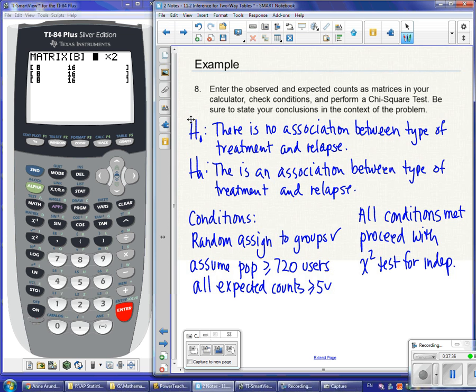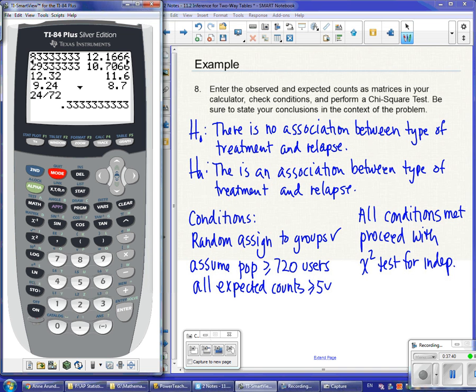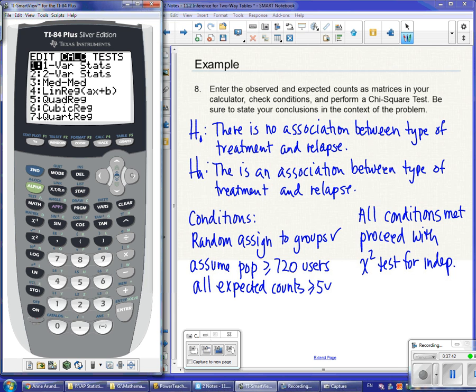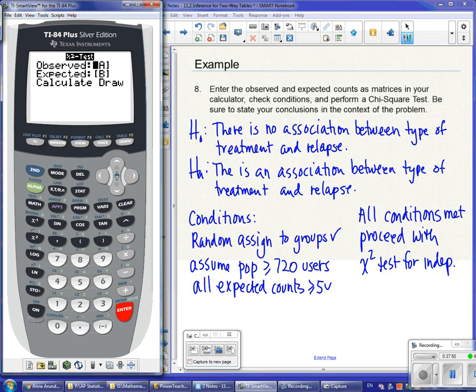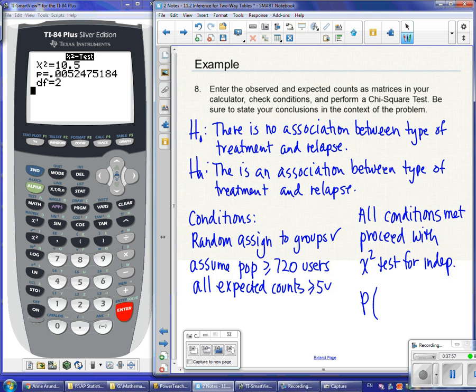Okay. Now I can write my do. And if we go back, is it still on my home screen? I might need to do it again. So if we go to stat tests, all right, I've got the probability that chi is squared, and remember it's always greater than or equal to. In this case it's 10.5, and my p-value is 0.005.